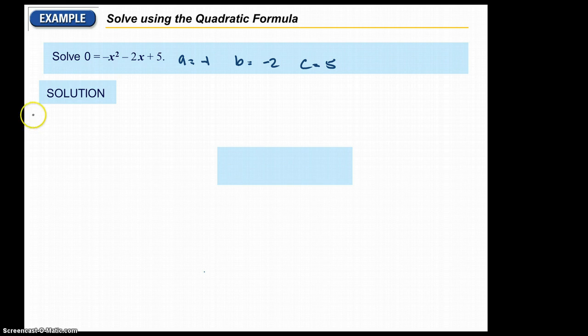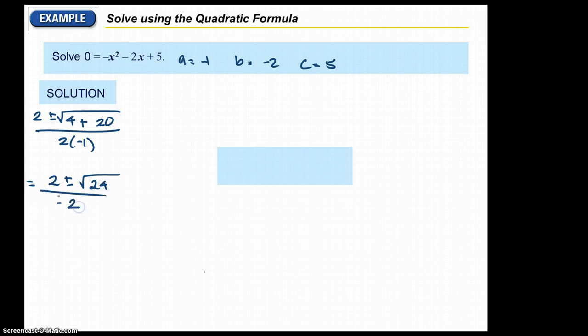Again, if you want to, you can pause. But otherwise, you're going to have negative b, so minus negative 2, plus or minus the square root of b squared, which is 4, minus 4ac, so minus 4 times negative 1 times 5 is 20. So negative negative makes that positive, all over 2 times negative 1. So 2 plus or minus the square root of 24 over negative 2.